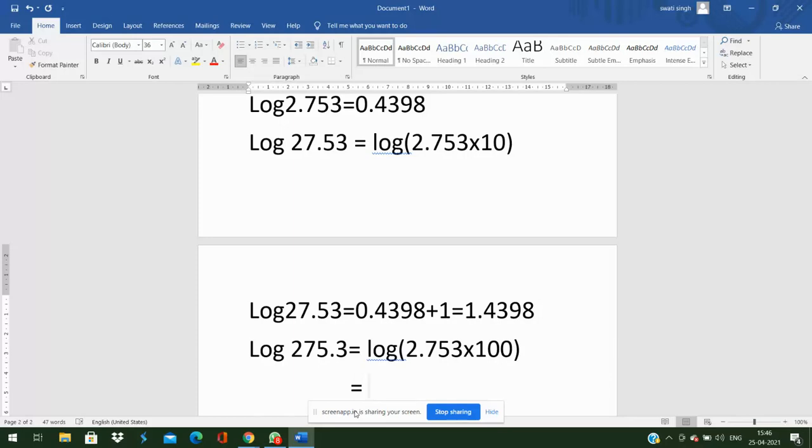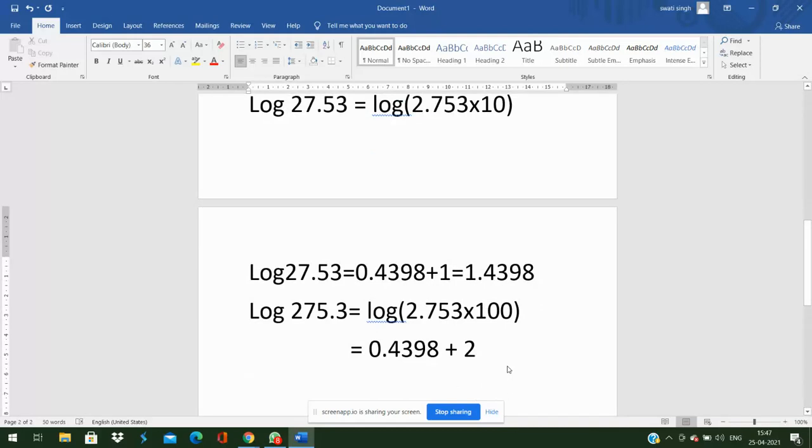So it will be taken very simply. Log 2.753 is what? 0.4398. And then here there is log 10 square. Log 10 square is 2. So its answer will be 2.4398. So it's very easy to understand how to use the log table. Now next I am going to discuss antilog.